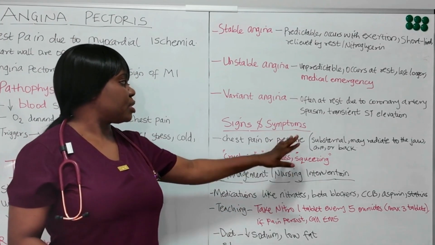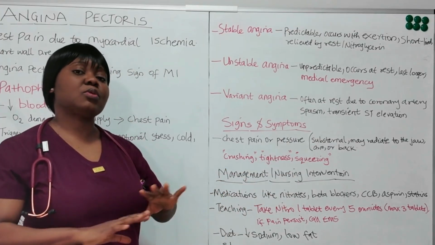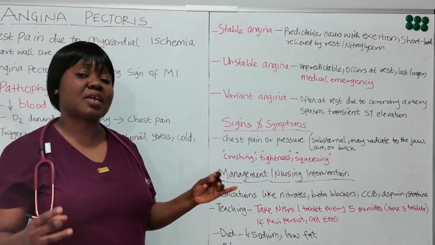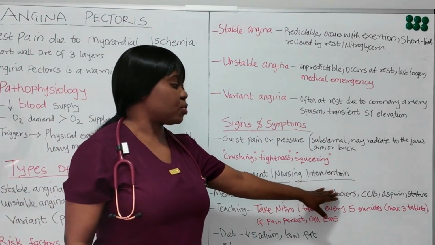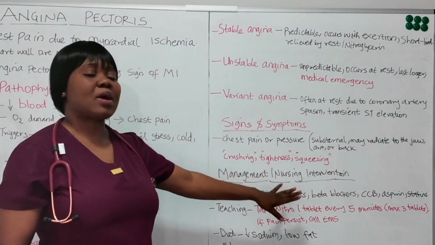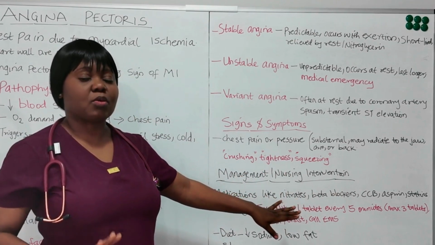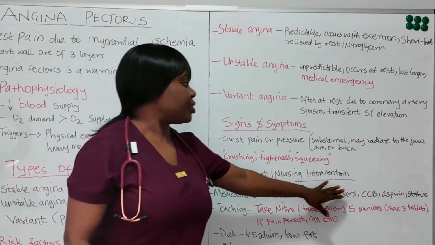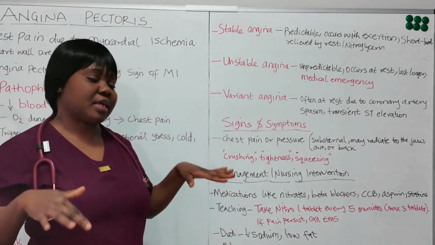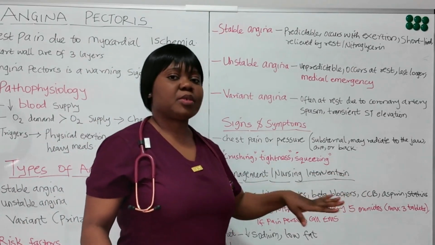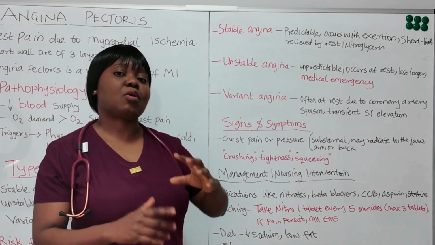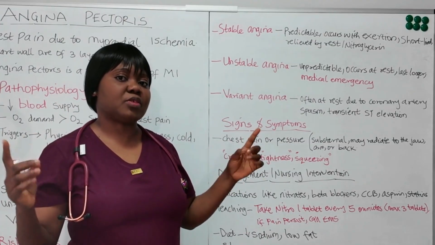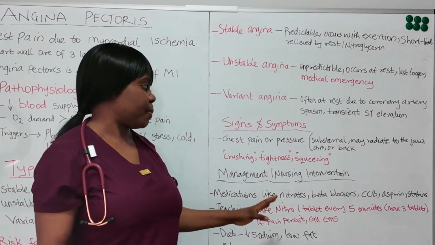So nitrates is a vasodilator. It's going to dilate the blood vessels, so it lowers the heart rate. It also lowers the blood pressure. Beta blockers are also used. So it lowers the heart rate and also lowers blood pressure. Calcium channel blockers can be used to calm the heart. And then aspirin, because of platelet aggregation. So platelet aggregation can cause obstruction in the blood vessel, especially the coronary artery.